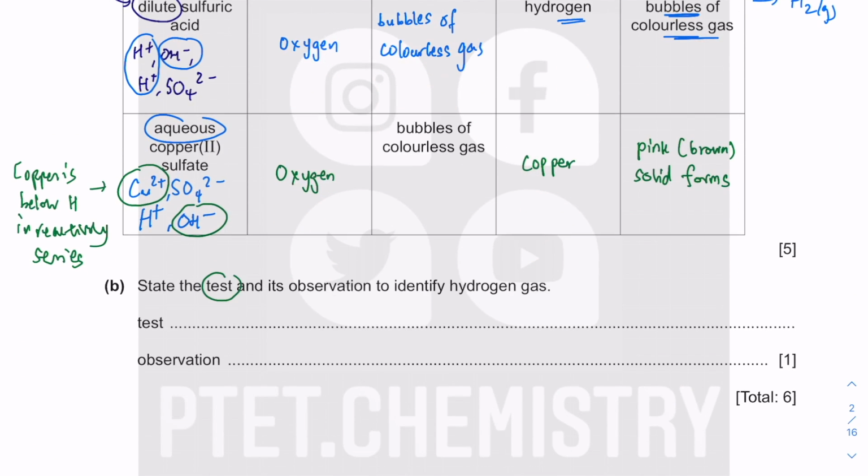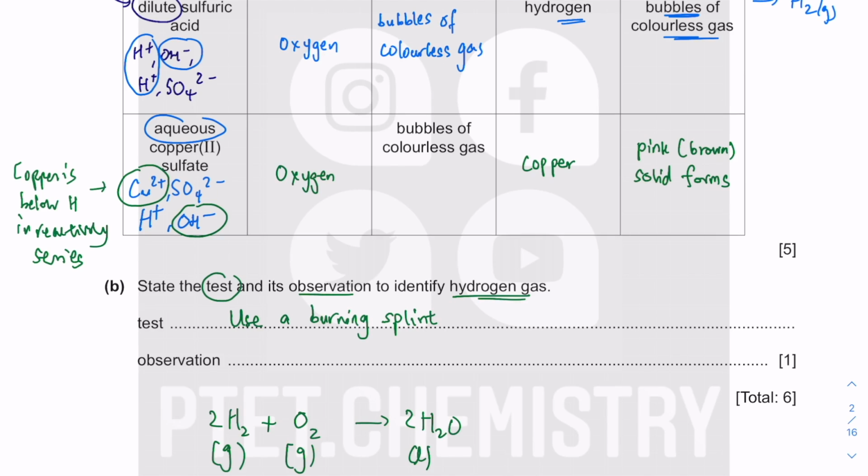So you need to state a test and observation to identify hydrogen gas. You need a splinter that is still burning, the one with the fire. So use a burning splint. Something with the fire going, and because the hydrogen can react with oxygen gas and you get H2O, liquid. And you know that water is used to put out fire.